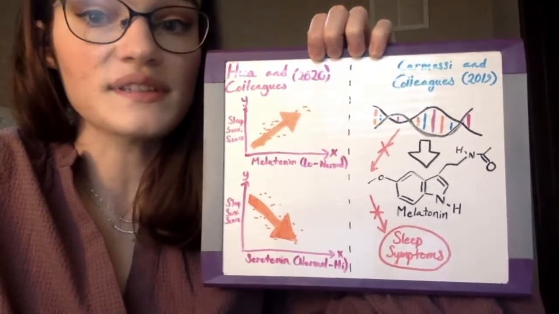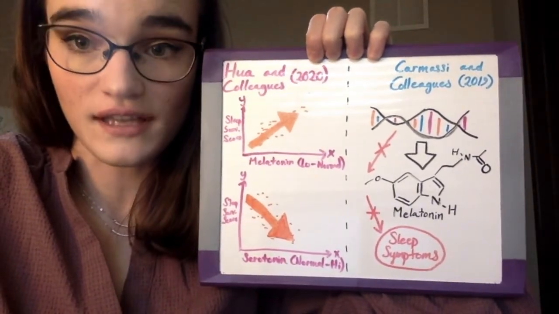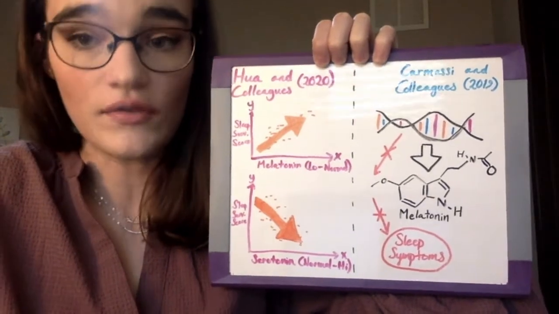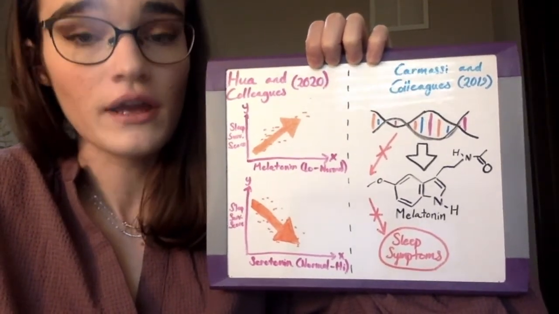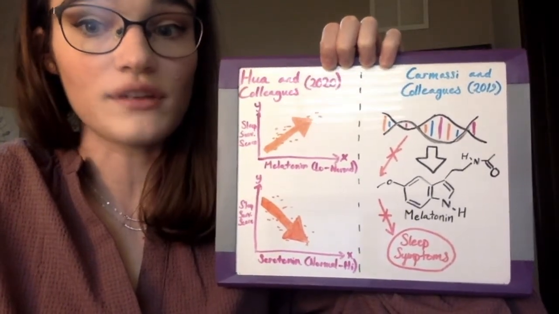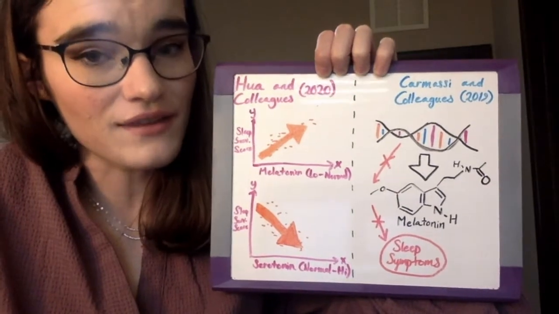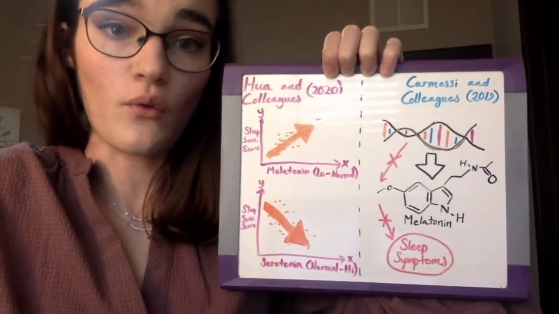Hua and colleagues, for example, noticed melatonin deficiency and serotonin excess associated with poor sleep scores on the Child's Habit Sleep Questionnaire during their study in 2020. Meanwhile, Karmasi and colleagues had pointed to a difference in melatonin synthesis genes that may explain the deficiency a year before Hua and colleagues' study.